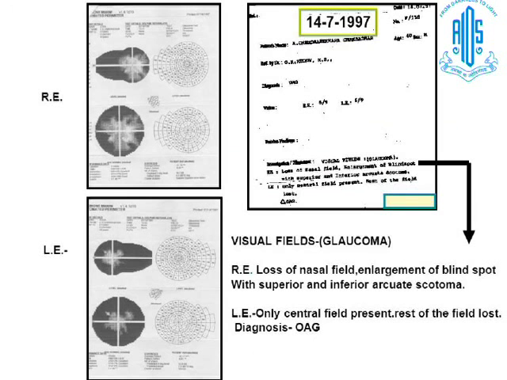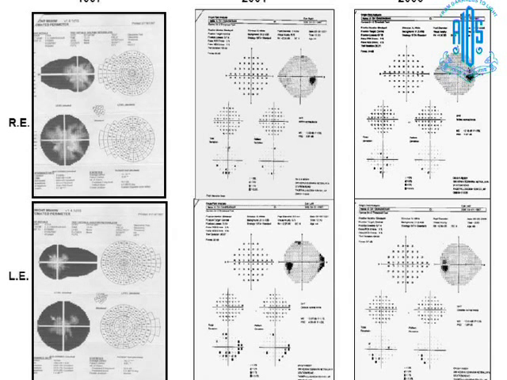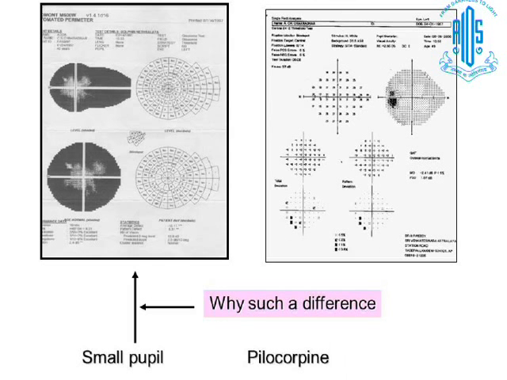In this case, this patient was seen in 1997 and diagnosed as advanced glaucoma. When I saw this patient and followed up, the fields were almost normal. This mistake was made because the fields were taken with a very small pupil.